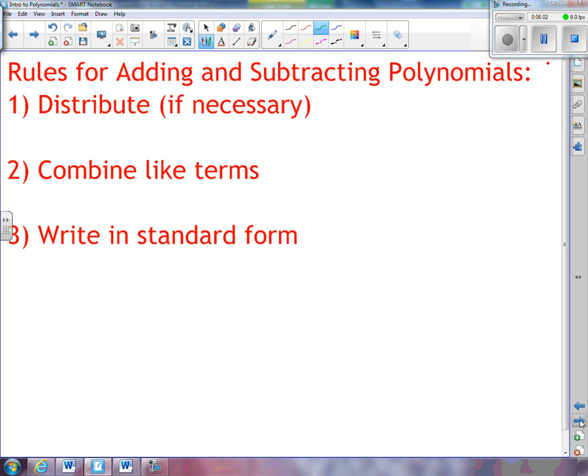So now let's just talk about how to simplify when we're adding and subtracting polynomials. This is really easy. I think that you guys will like this part of it. So the first step to do is distribute if there's something to distribute. Then 2 is just combine like terms, and 3 is write in standard form.